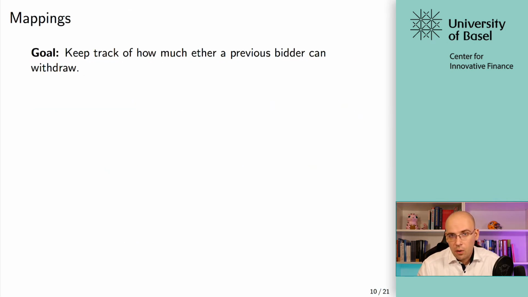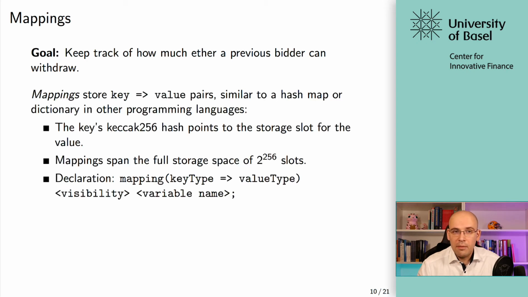All right, so of course we have to keep track of how much ether a previous bidder can withdraw. So we have to store that somewhere, and we use a mapping for that. Okay, so we say mapping, store key, and then a value. So it's this key value pair as always. And as explained already when we talked about variables, it's quite similar to a hash map. You can think of it that the position on this storage array we talked about is determined by the mapping variable itself, so by the position of the mapping, but then also, of course, by the key, and essentially it's just the hash value of the two.